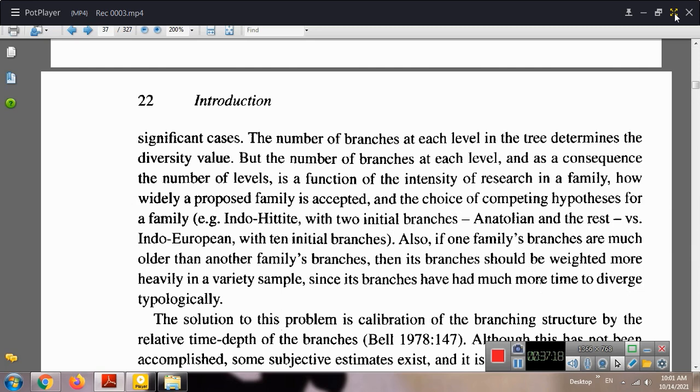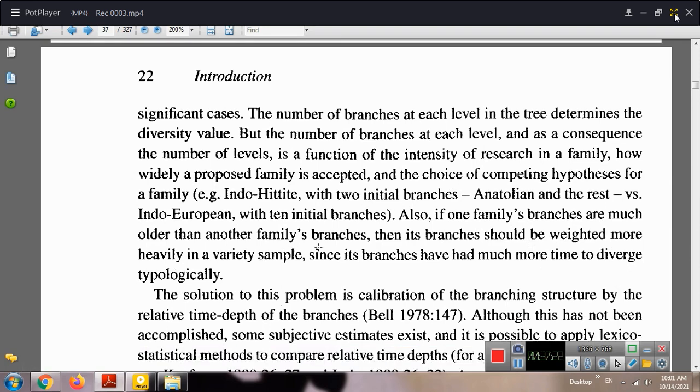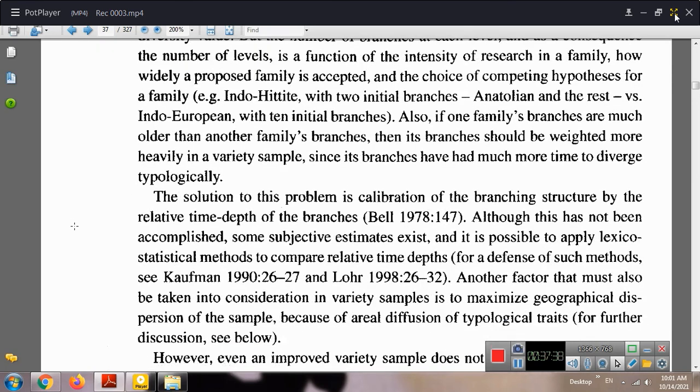Also, if one family's branches are much older than another family's branches, then its branches should be weighted more heavily in a variety sample, since its branches have had much more time to diverge typologically. The solution to this problem is calibration of the branching structure by the relative time depths of the branches. Although this has not been accomplished, some subjective estimates exist, and it is possible to apply lexicostatistical methods to compare relative time depths.